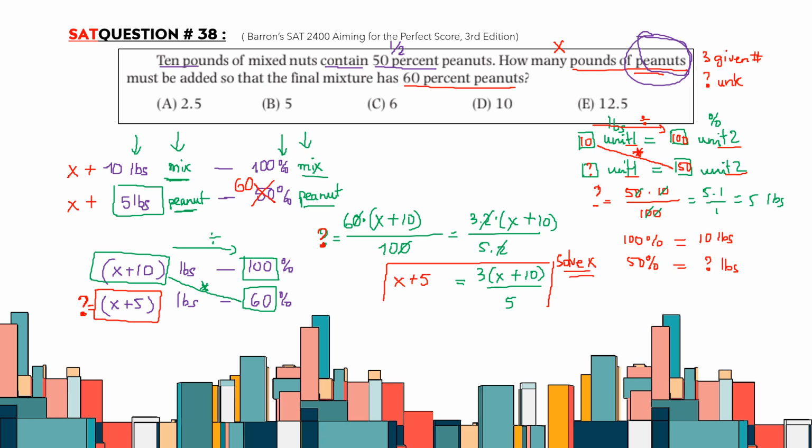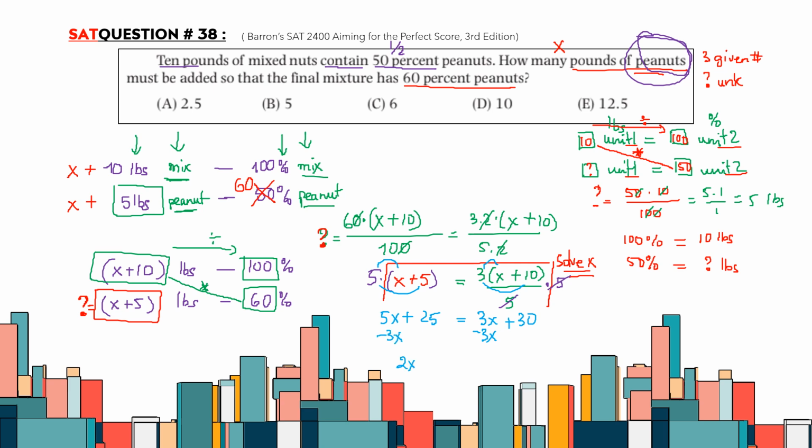Now we multiply 5 on both sides, then we cancel that 5. Now let's distribute. 5 times X is 5X, 5 times 5 is 25, equals 3 times X, which is 3X, and 3 times 10 is 30. Now we subtract 3X from both sides.